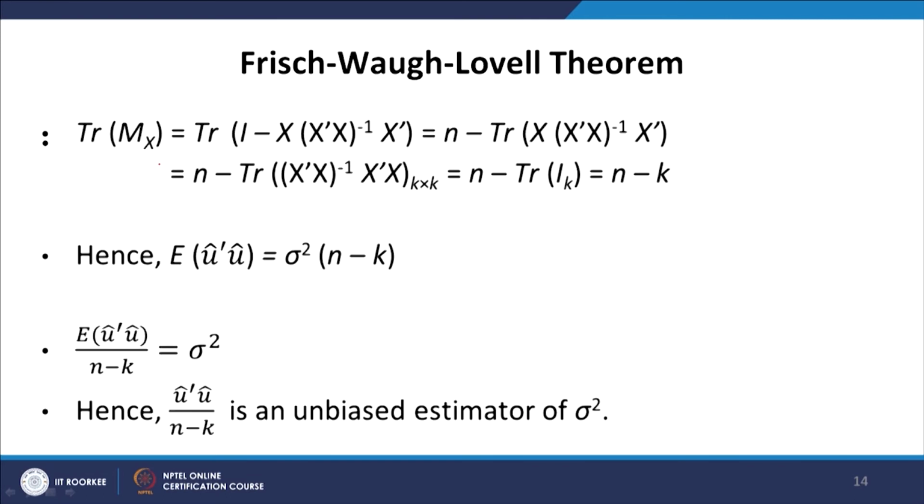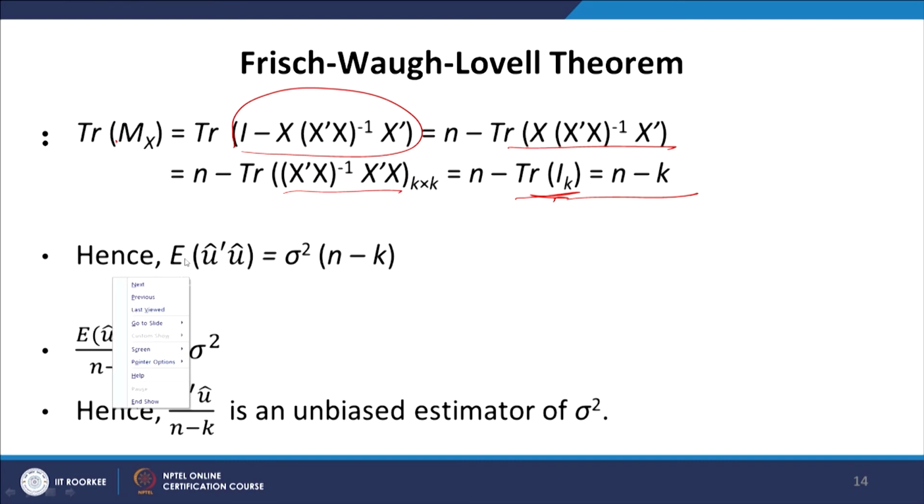Now, for the trace of Mx, I expand or input the value of Mx. The trace of the identity matrix will be n, and then rearranging terms for the trace of the other matrix, I arrive at k. So, the trace of Mx is actually n minus k. Now, you remember I had the expected value of u hat prime u hat equal to sigma square trace of Mx. Trace of Mx is n minus k. So, I replace it with n minus k, which implies that the expected value of u hat prime u hat divided by n minus k is equal to sigma square.